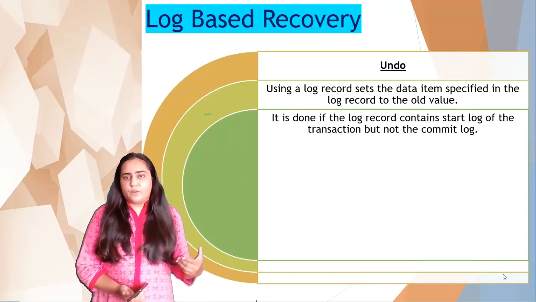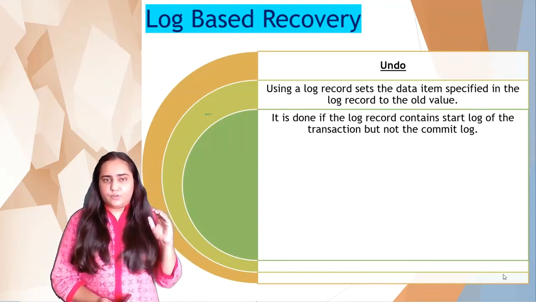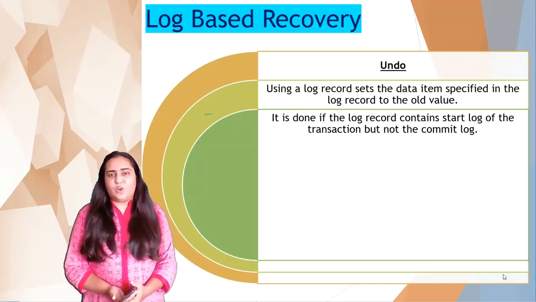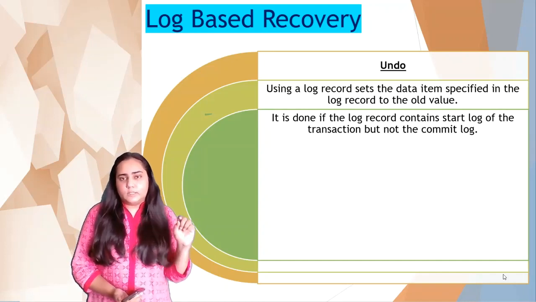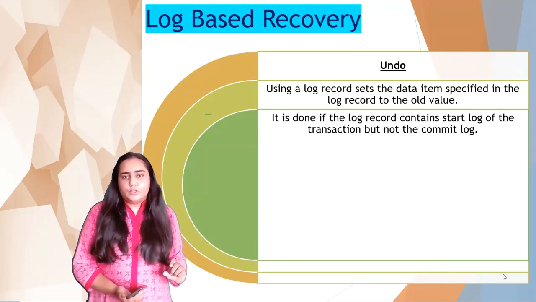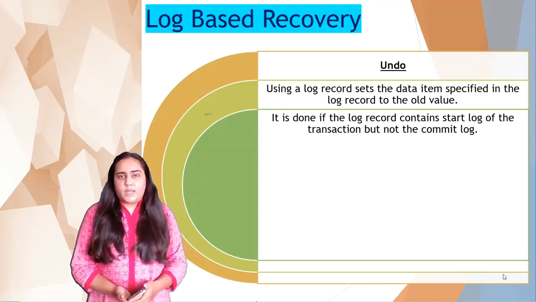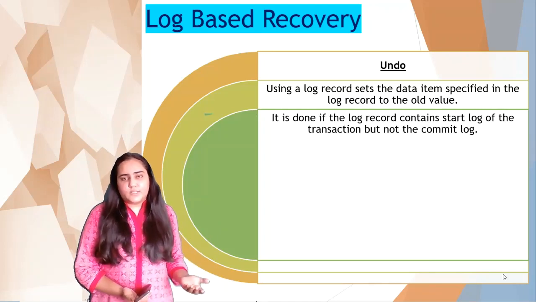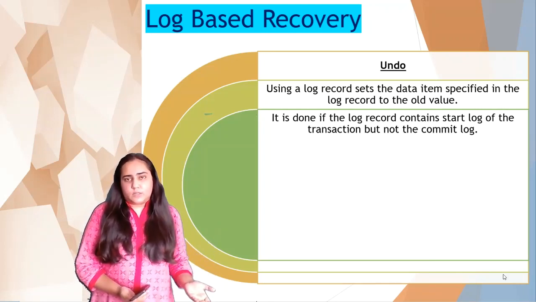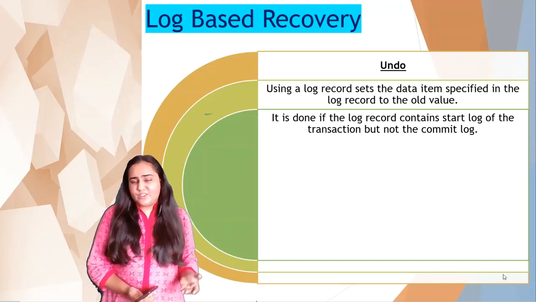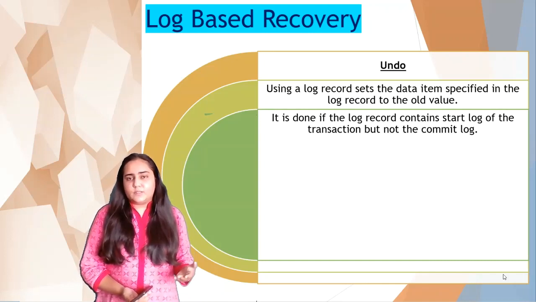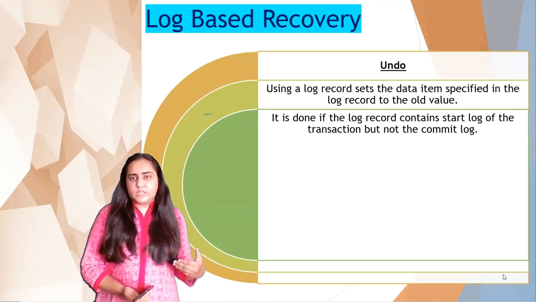This is done if the log record contains the start log of a transaction, but not the commit log. Earlier I told you that the log also records when a transaction started and when it committed. So if a failure occurs and afterwards the log file is checked and it is found that there was a transaction that started but never committed, which means that transaction's commit record is not present in the log, then we will have to undo all the work that transaction has done. So all the changes have to be undone.